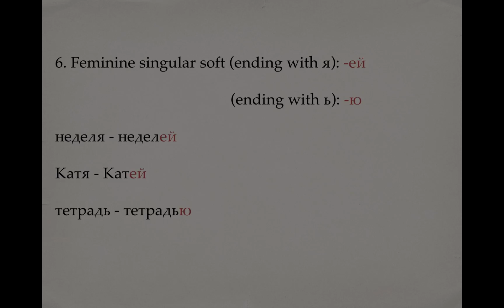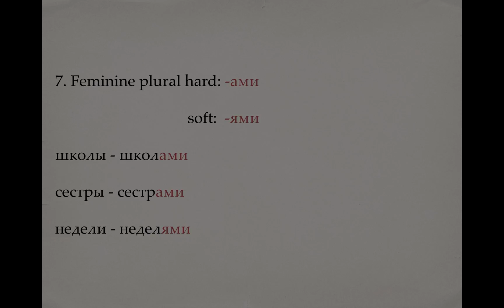Okay, let's continue. The seventh, which is feminine plural words. Again, we get two sorts. The one is hard words, the second is soft. You remember by hard feminine words we mean the words that end with a, and by soft we mean ending with ya or the soft sign. Remember? Okay, so for the hard words, the ending would be ami, and for the soft, it would be yami.